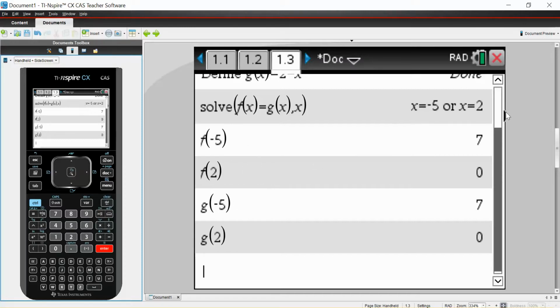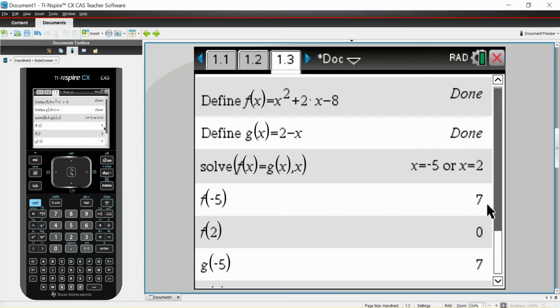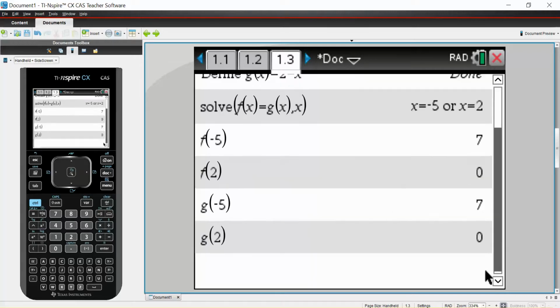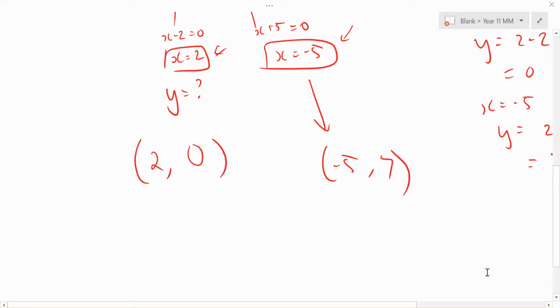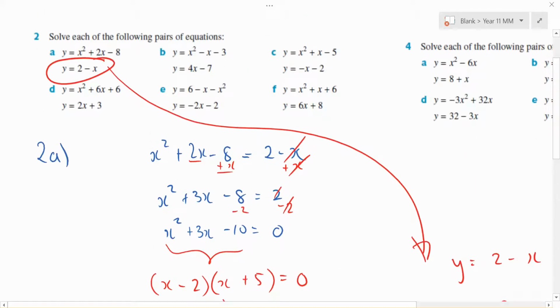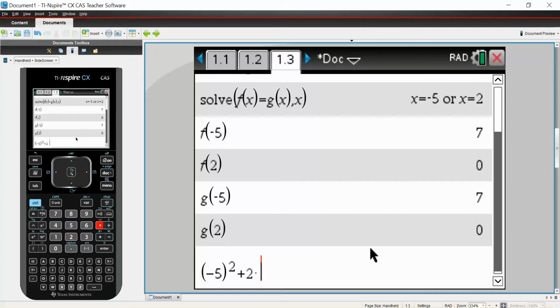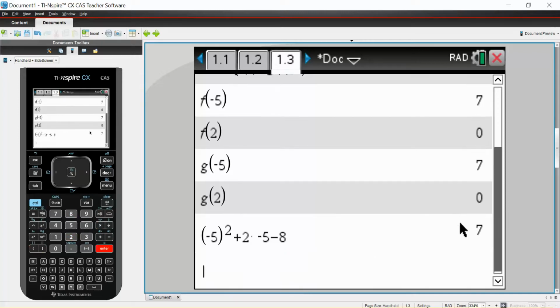That's so much quicker to find out, rather than doing x squared minus 2. So instead of doing -5 squared minus, what was it again? I forgot the equation. Plus 2, sorry. Plus 2 times -5 minus 8. See, equals 7 as well, but see how long that took when I could have just typed f of -5. Yeah. Not only that, when you sketch it as well, it's also easier.